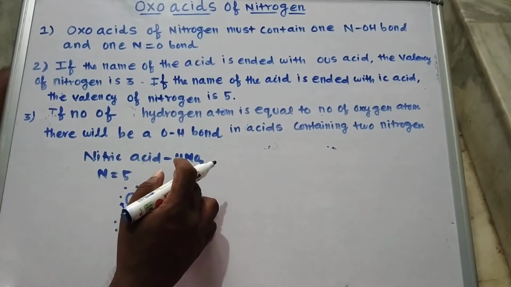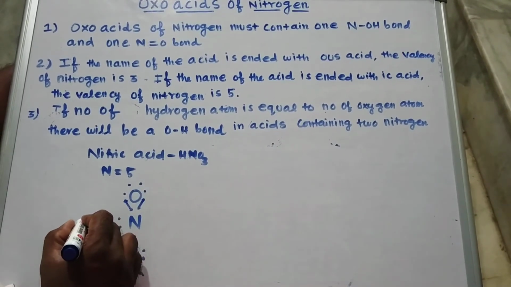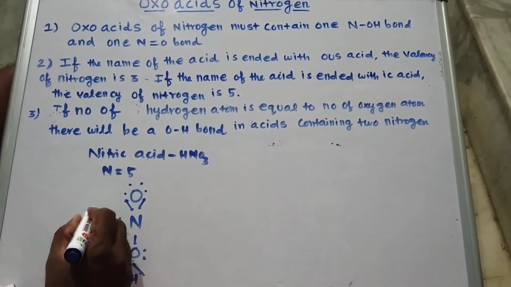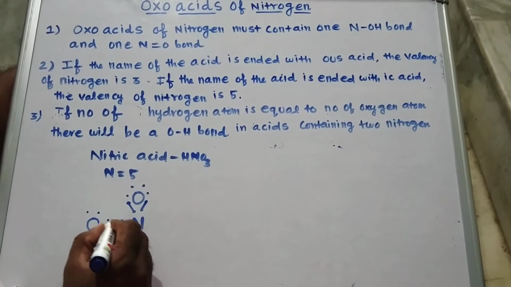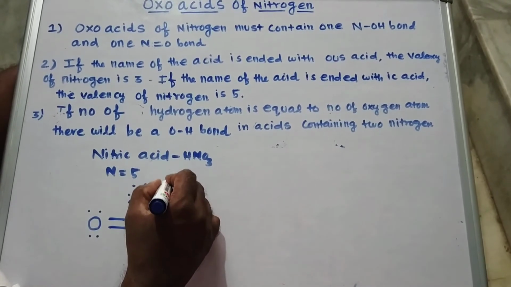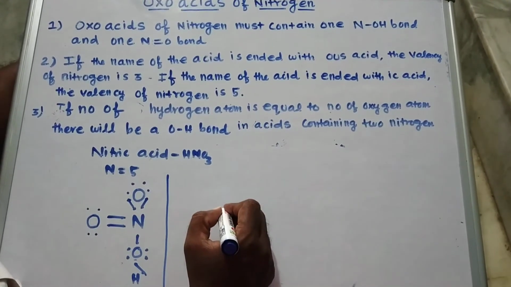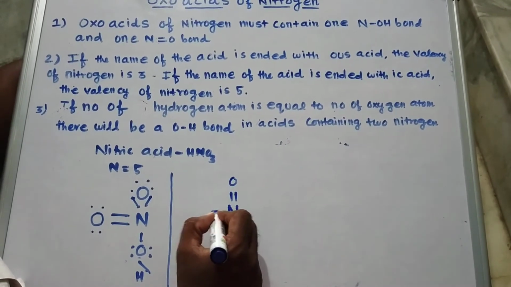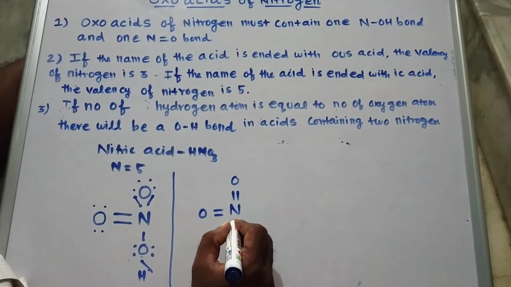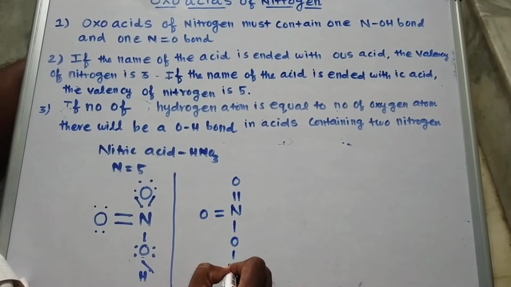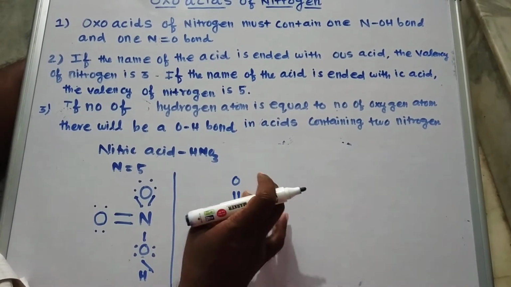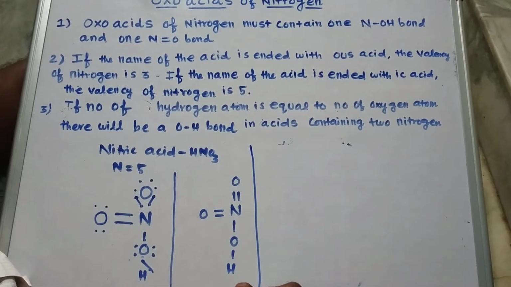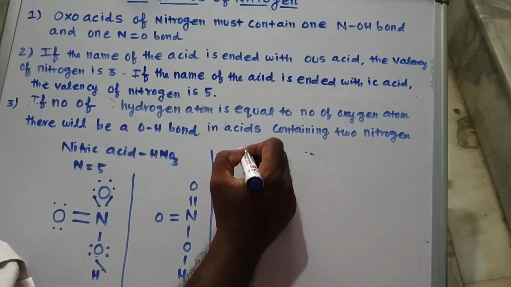But there is one remaining oxygen. There is a nitrogen oxygen double bond. So we are going to get the structure looking like this: N double bond O, and also a double bond O, and a single bond OH. So the valency of nitrogen is equal to 5. So this is nitric acid.